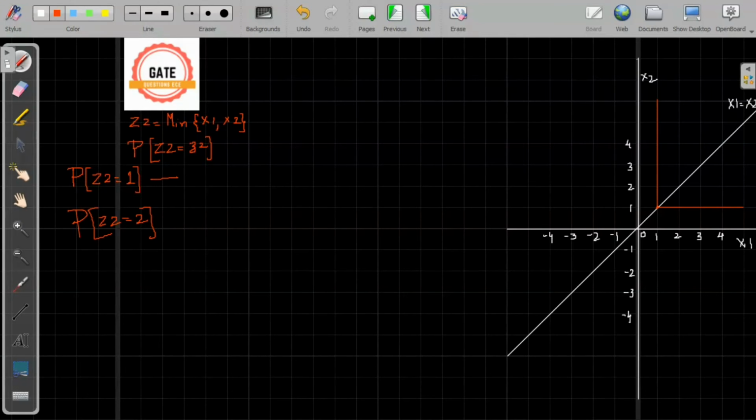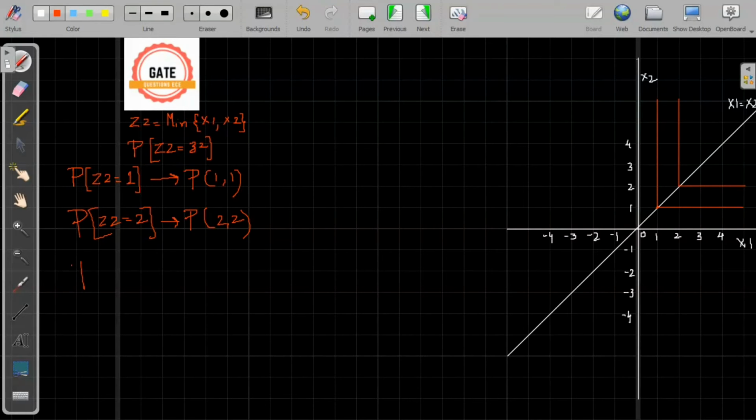For the earlier case, we saw the corner point P was 1, 1. For this case, the corner point P will be 2, 2. So this is the corner point, and the boundary will be this. So this is the boundary for the case when capital Z2 is equal to 2.